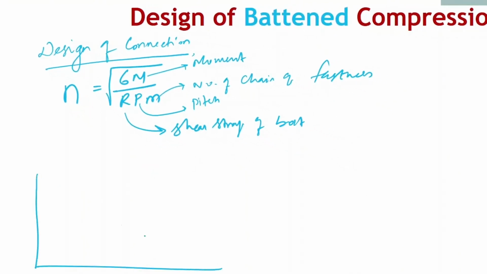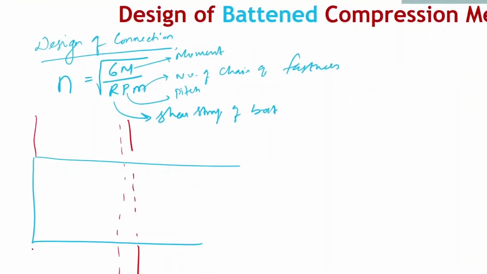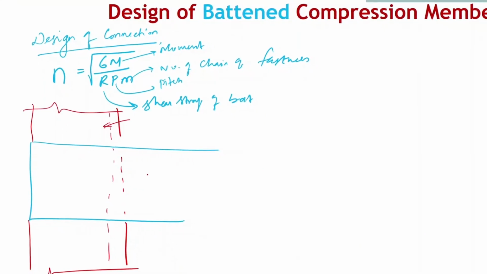If this is our end connection, so I have drawn a single channel and the pattern with the end. Now, I don't know how many bolts are required, but just for explanation I am drawing 2 chains of bolts. If I am going to arrange them in 2 chains, then this m I need to substitute as 2.